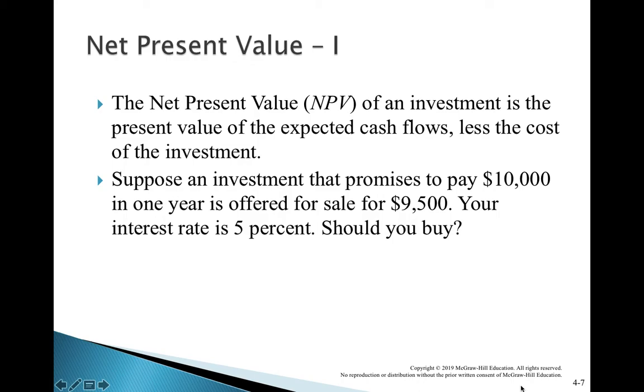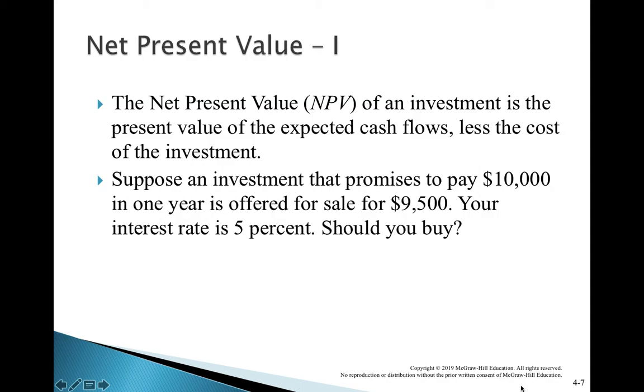Suppose an investment that promised to pay 10,000 in 1 year is offered for sale for 9,500. Your interest rate is 5%. Should you buy this? You have the formula. Future value is 10,000, present value is 9,500, and the interest rate is 5%. Use the formula. 10,000 will be paid in 1 year.